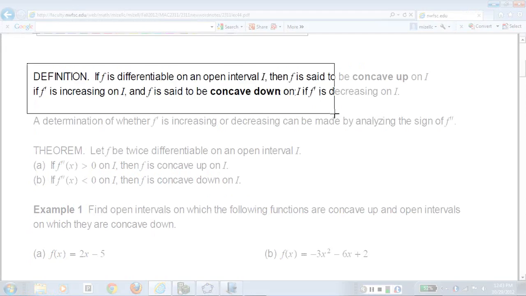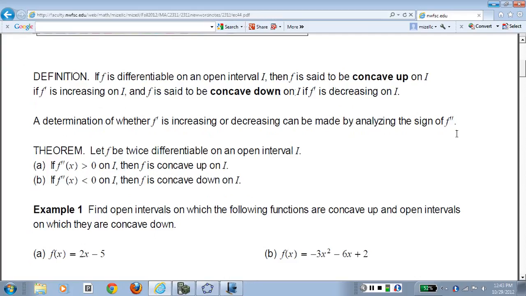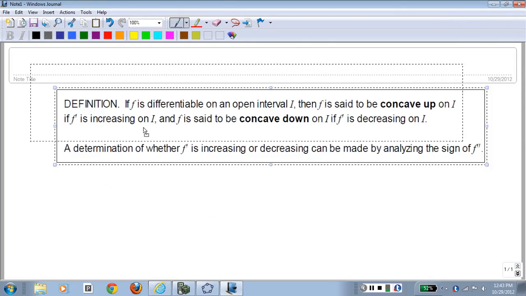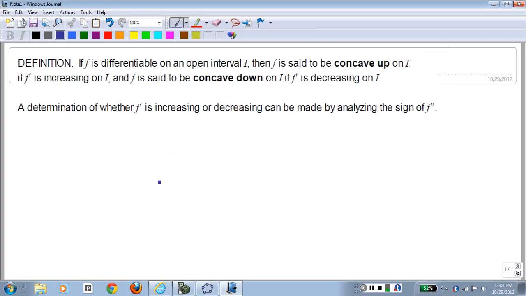The definition: if f is differentiable on an open interval I, then f is said to be concave up on I if f prime is increasing on I, and concave down if f prime is decreasing on I. So ultimately we're going to think of concavity as something about the sign of the second derivative, but it's defined in terms of whether the first derivative is increasing or decreasing.